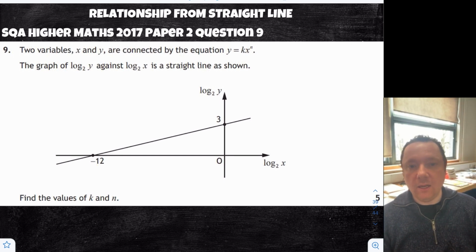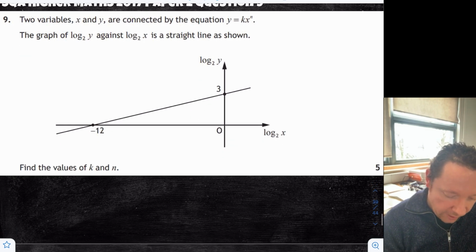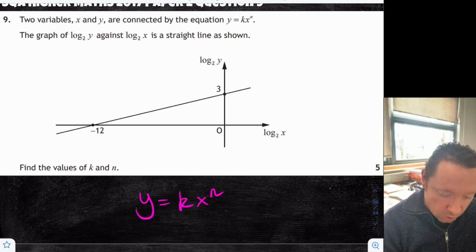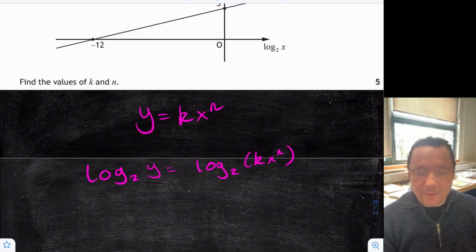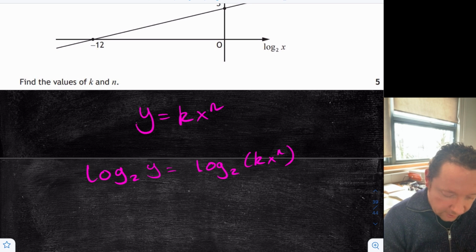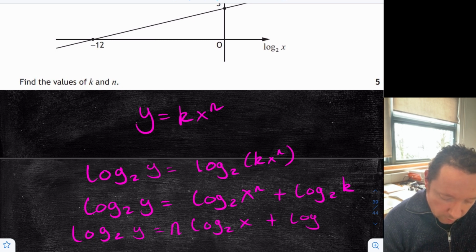So you can memorize how to do this, but I usually just start from the beginning, which is to say that y equals kx to the n. If I've got y equals kx to the n, I can log both sides. And the base is 2, so I can say that log base 2 of y equals log base 2 of kx to the n. Separating the product k and x to the n, I can say that log 2 y equals, I'll write the x one first, log 2 x to the n plus log 2 k. So I can then write log 2 y equals n comes down, n log 2 x plus log 2 k.